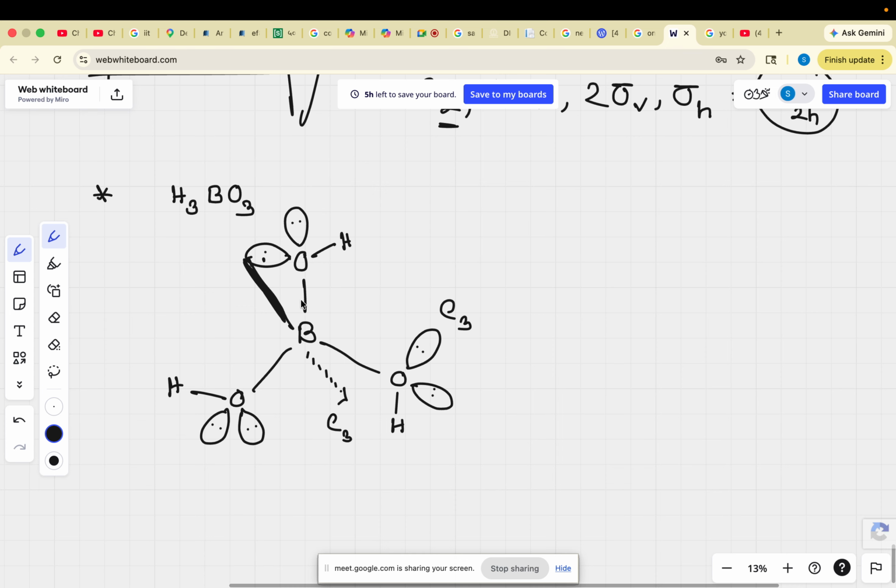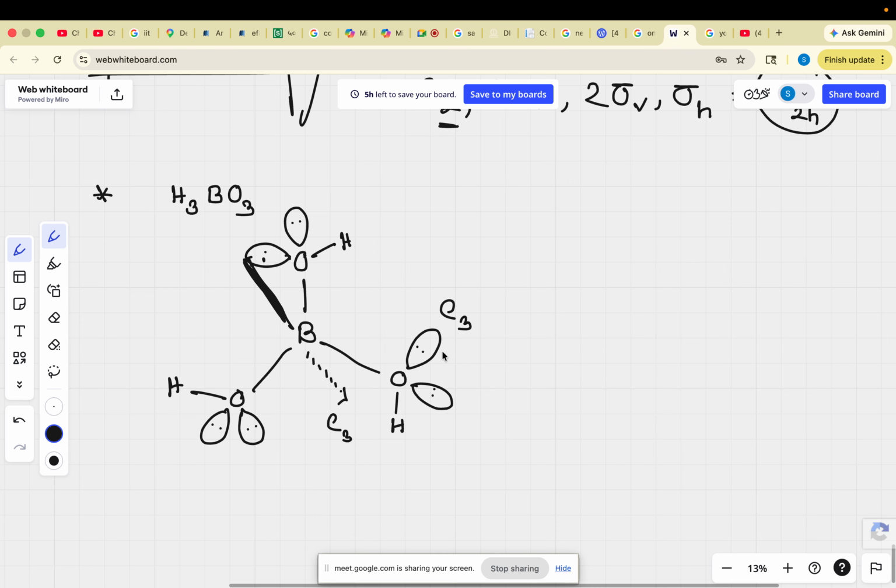Along this C3 axis, if you rotate by 120 degrees, this OH will shift to here, this OH will shift to here, and this OH will go to here. They are just interchanging their positions. So the C3 axis is present. Now apart from C3, is anything else present?